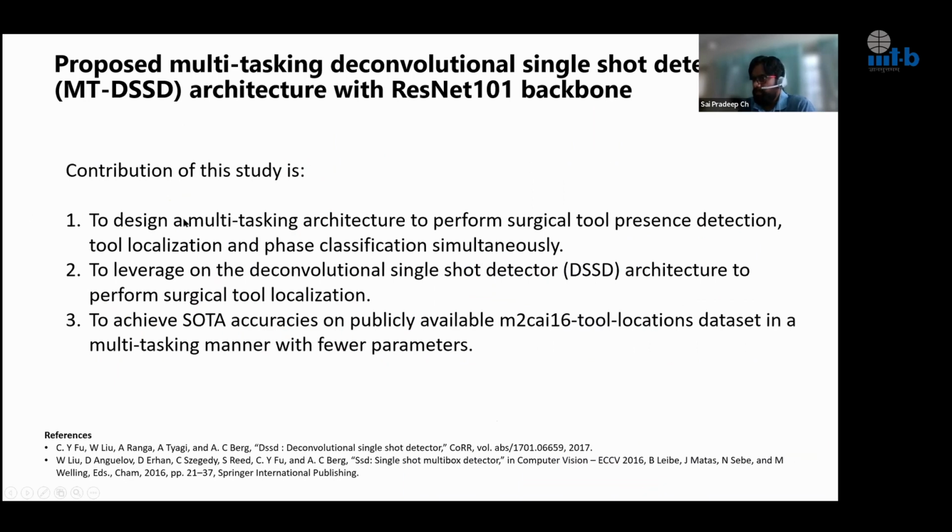The contribution of the study is to design a multitasking architecture to perform surgical tool presence detection, tool localization, and phase classification simultaneously. Also, we leverage the deconvolutional single shot detector architecture to perform surgical tool localization. We also achieve state-of-the-art accuracies on the publicly available M2K16 tool location dataset in a multitasking manner with fewer parameters.